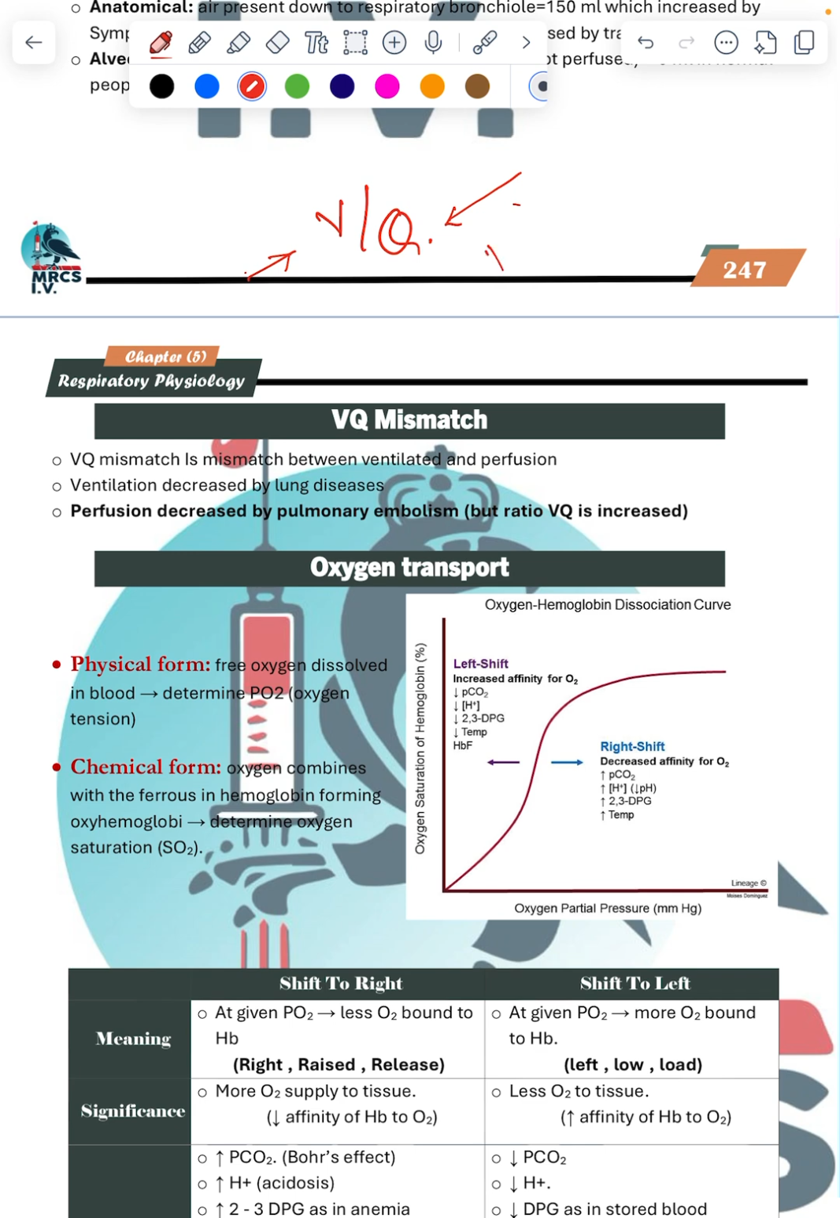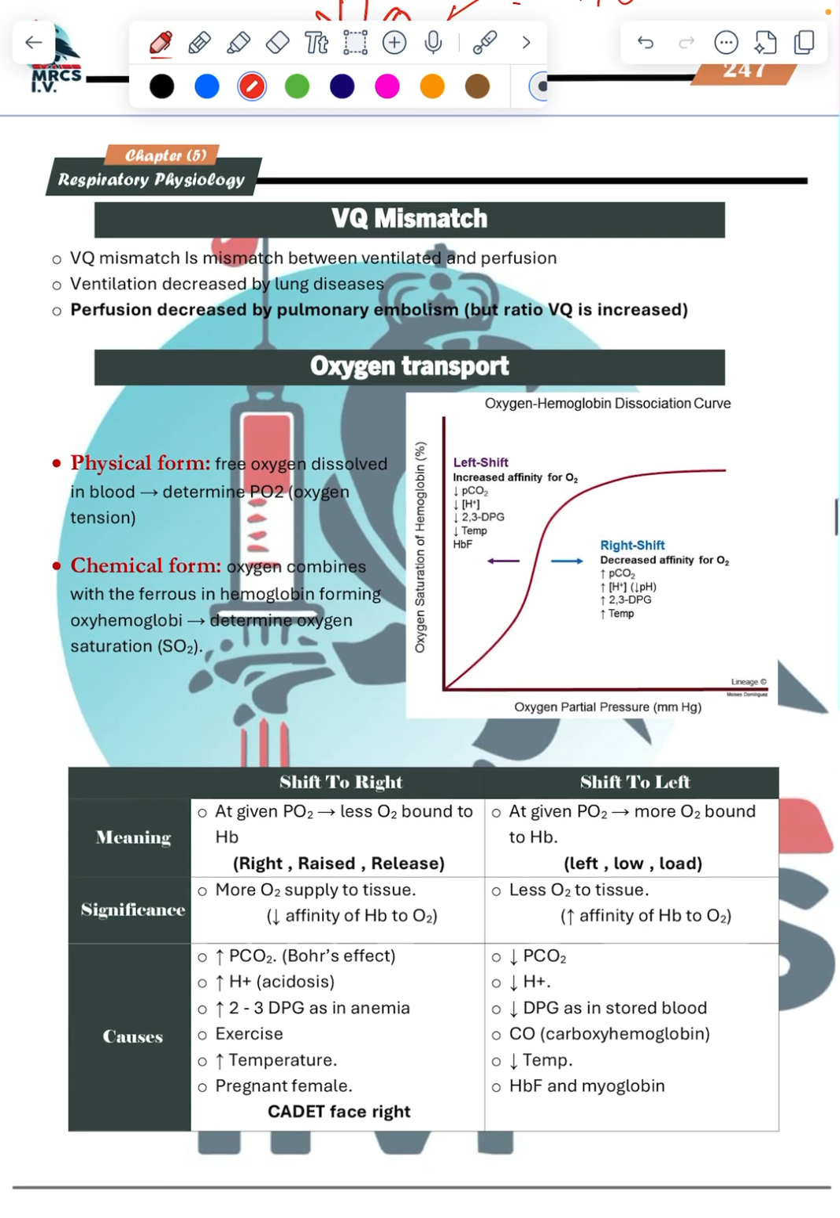Whenever there is pulmonary embolism, ventilated gas divided by perfusing gas, if suppose they are equal, the ratio will be normal. If the denominator is decreasing, perfusion is less, so the VQ ratio will increase. So in pulmonary embolism, the VQ ratio will go up because perfusion is going down.